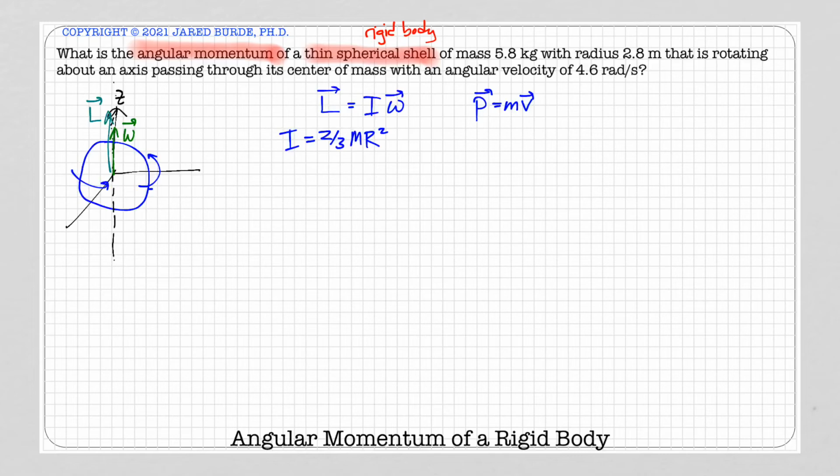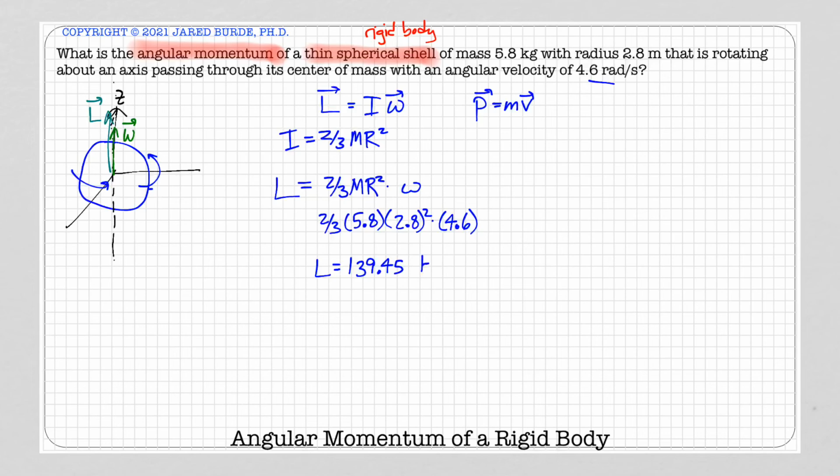We can put all of that together and say that the magnitude of the angular momentum is the moment of inertia times the magnitude of the angular velocity. We have the mass of the sphere and its radius. We also know the angular velocity. And we can put all of that together to find the overall angular momentum.